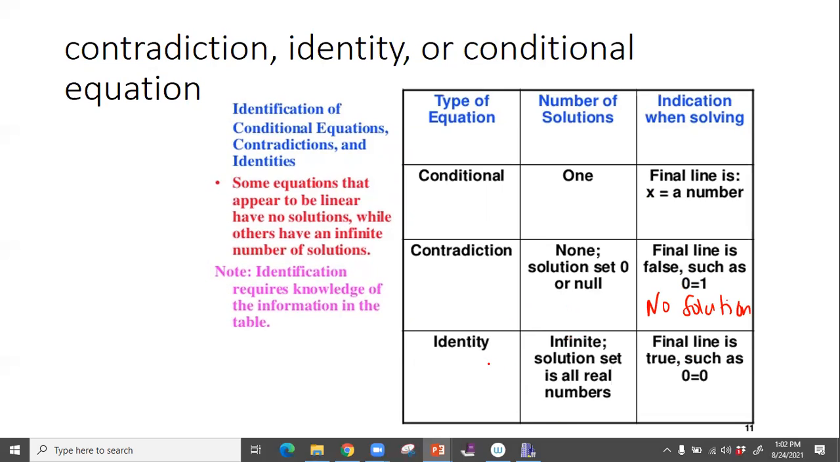And then the last type of equation is an identity equation. It means it has an infinite solution set, and the final line is a true statement: a number is equal to itself, or a variable is equal to itself. All right, so contradiction, identity, or conditional equations, meaning we have no solution, infinite solutions, or one solution. Questions so far about the types of solutions? Okay.